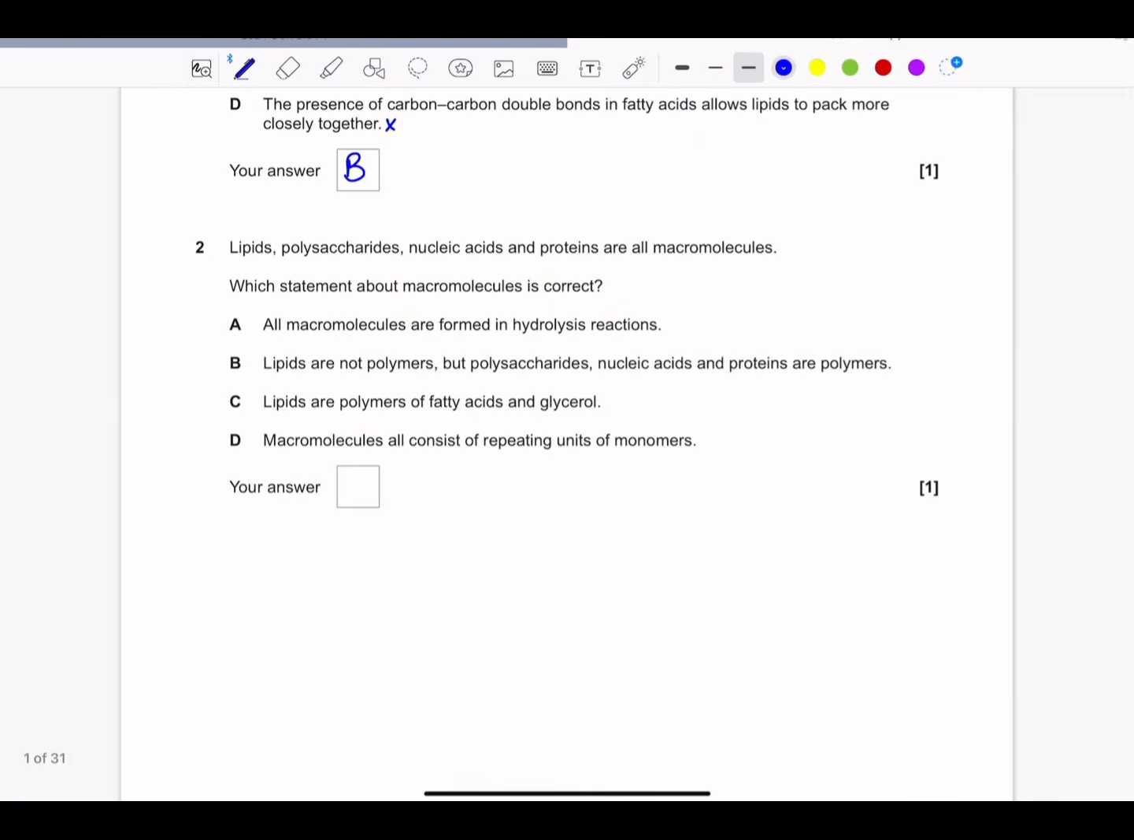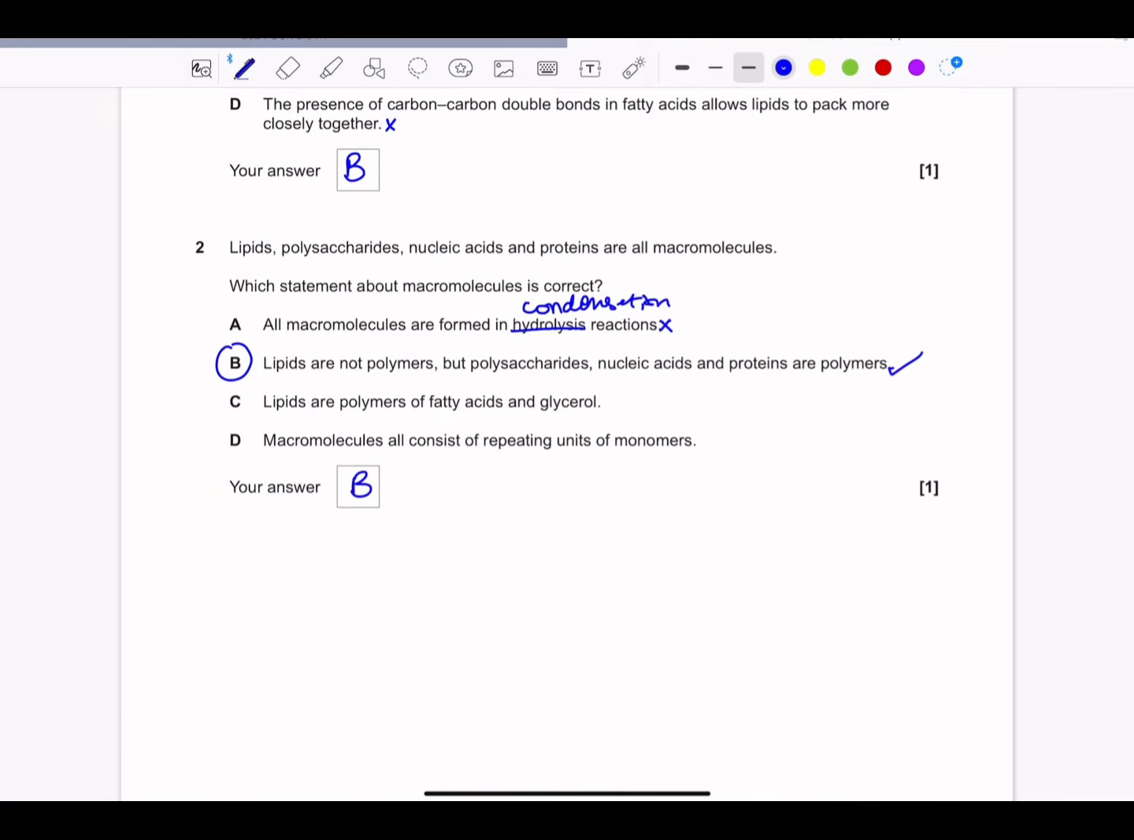Question 2 is lipids, polysaccharides, nucleic acids, and proteins are all macromolecules. Which statement about macromolecules is correct? So all macromolecules are formed in hydrolysis reactions. Not true, they're formed in condensation reactions. Lipids are not polymers, but polysaccharides, nucleic acids, and proteins are polymers. Yes, that is true. Lipids are not polymers because they are not made from repeating units of monomers. It's just one glycerol and 3 fatty acids. So that is the answer then.